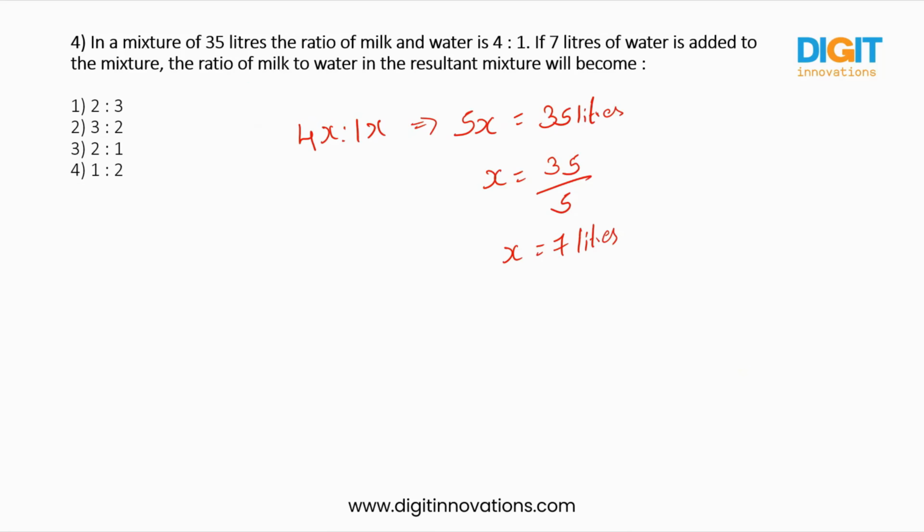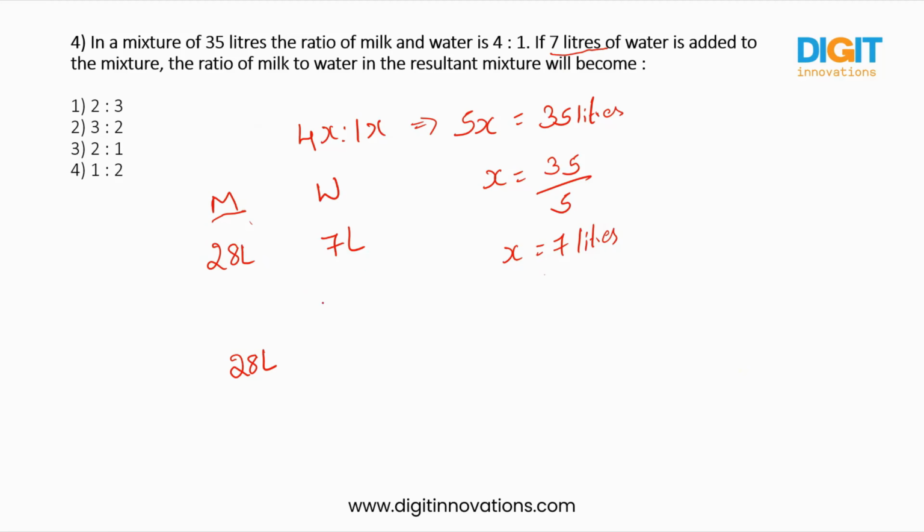And when I place this x value in this way, 7 fours 28. So 28 and here 7. So this is milk and this is water. Milk quantity is 28 liters and water quantity is 7 liters. So milk will remain the same. It will be 28 liters before adding water, and after adding water. And this is before adding, and after adding 7 liters of water.